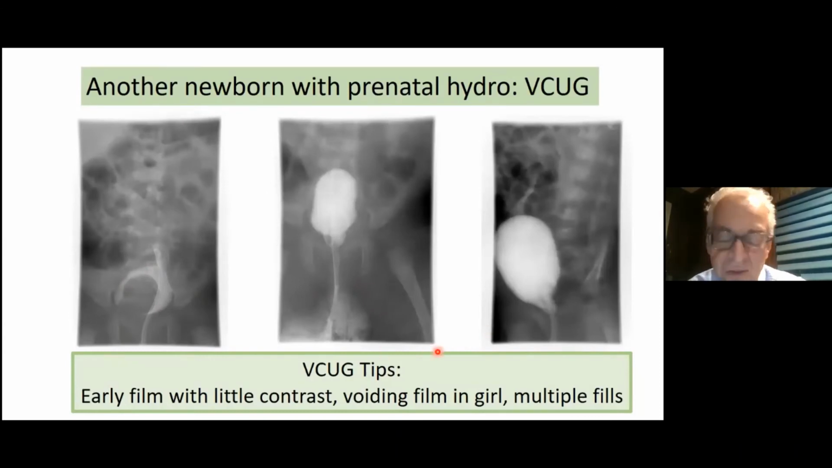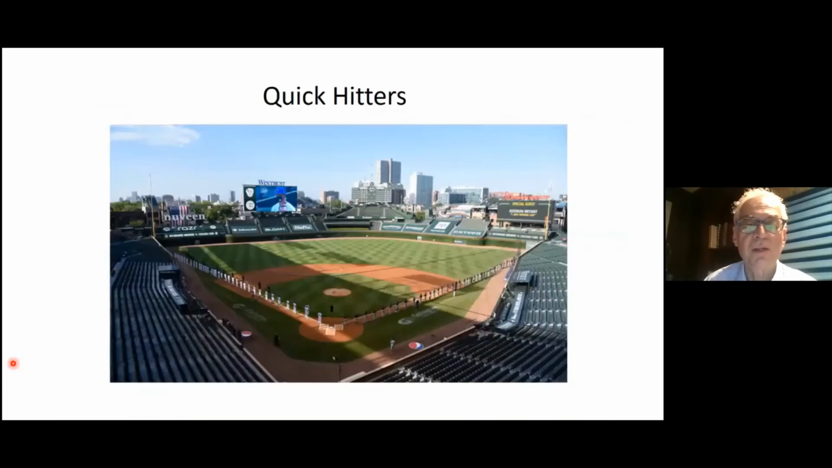Most of you are at excellent children's hospitals, but in the future, you may not be. So you will always want to get a very early film when you're looking for ureterocele, before the contrast is too dense. And you always want to get a voiding film in a girl because you can see this ureterocele either extends down the urethra or is prolapsing into the urethra. And you want to get multiple voiding films to see it better. Sometimes the reflux only shows up on the second or third voiding film. So a couple of tricks that you should keep in mind when you don't have the world's greatest radiology.